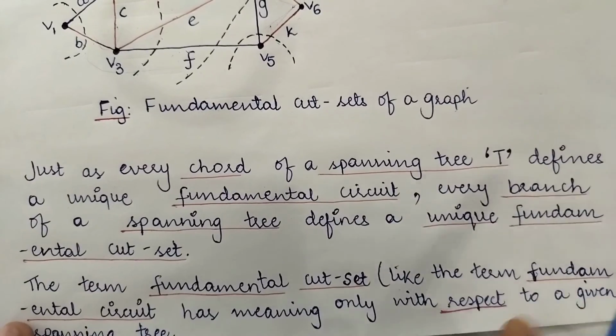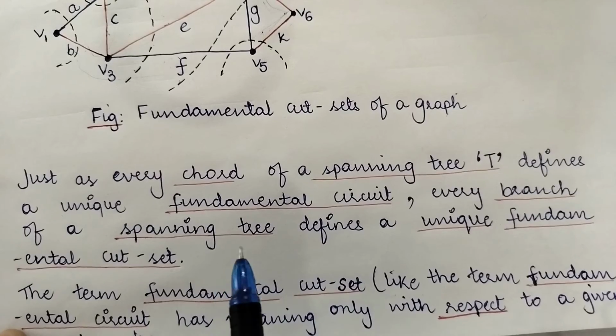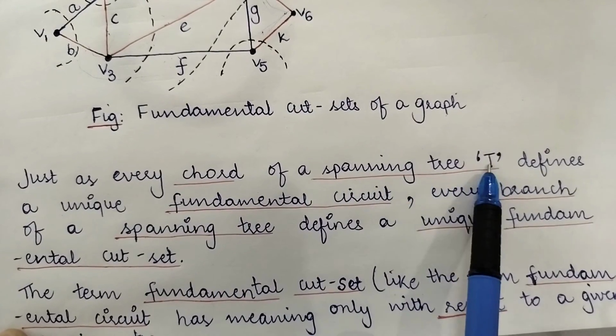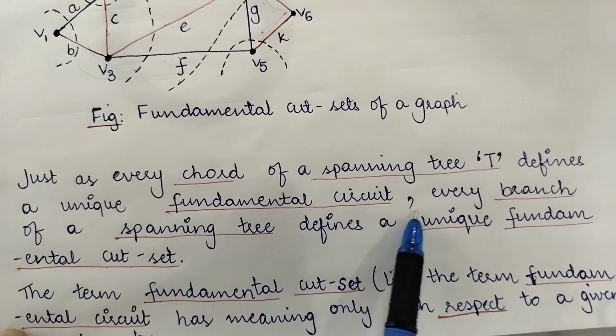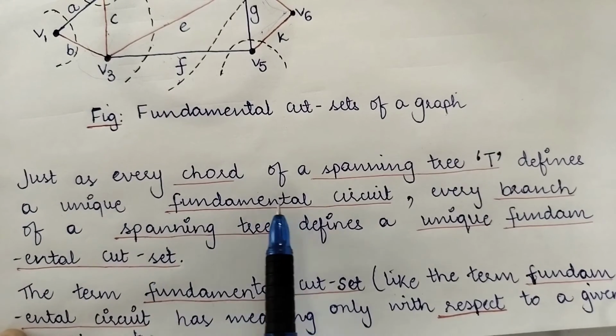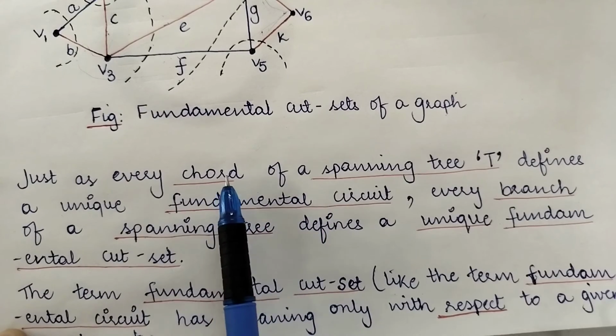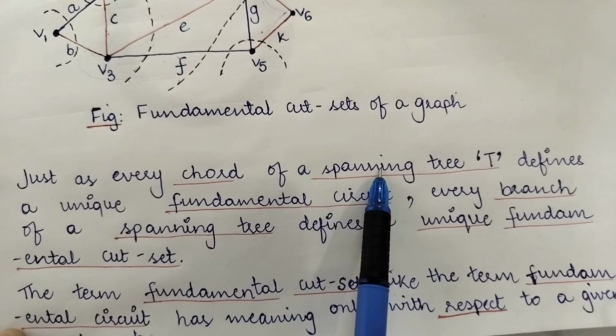Now, just as every chord of a spanning tree T defines a unique fundamental circuit, every branch of a spanning tree defines a unique fundamental cut set. This is what I told you in the beginning itself. Just like in a fundamental circuit, out of all the edges you have at most and at least one chord, no more than one chord, no less than one chord. So in a fundamental circuit, there is exactly one chord, and the rest of the edges, if they exist, are the branches of the spanning tree.